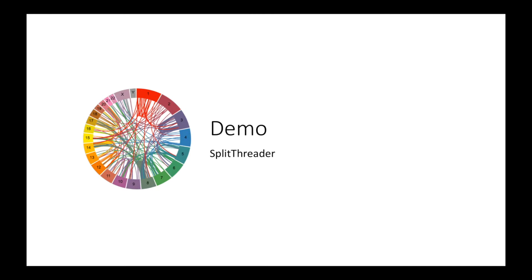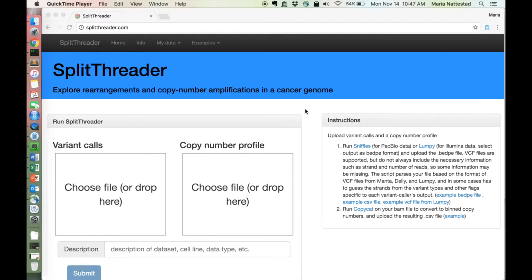So now I'm going to do a demo and show you how to use SplitThreader. This is a bit more detailed than the introduction video, but there is a bit of overlap. And this one's just going to go into more detail on each of the tabs and settings, parameters that you can set along the way. And so let's get started. This is SplitThreader.com. It's a web app for exploring rearrangements and copy number amplifications in a cancer genome.